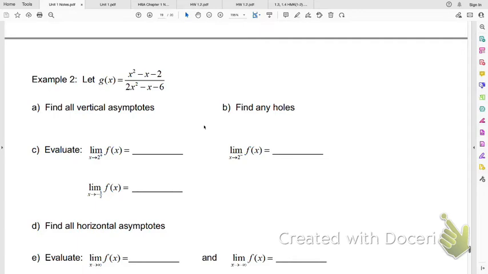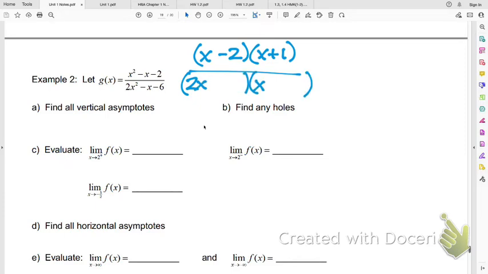Okay? All right, so what do I do first in example 2? Factor. Okay, we need to factor, see if we have any holes, all that good stuff. So I've got x minus 2, x plus 1. My bottom is going to be 2x and x. For my factors to add up to negative 1 in the middle, what has to go where? It's 2x plus 3 and then x minus 2. Plus 3 and minus 2, because that gives me negative 4 and positive 3. Yes, so then the x minus 2 cancels.